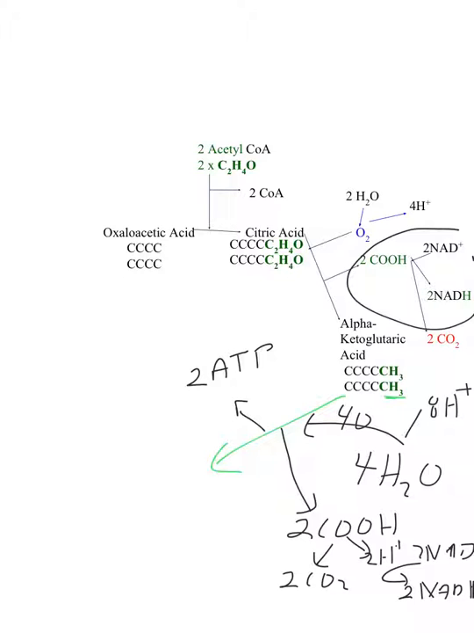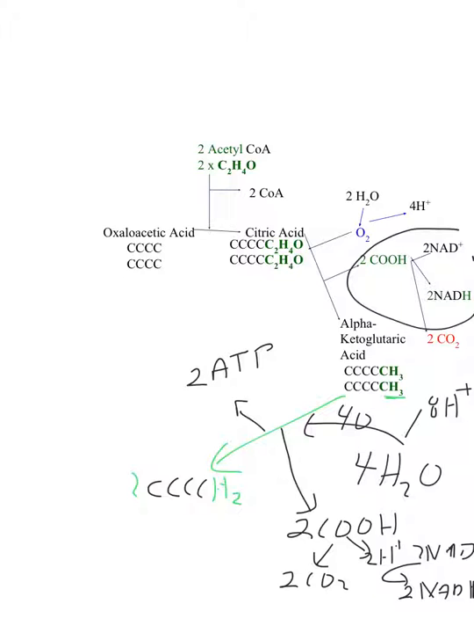Now we have, instead of alpha-ketoglutaric acid, succinic acid. And succinic acid still has everything that we had in our oxaloacetic acid. We still have our same original compound. But we end up with, in essence, 2 hydrogens left over. And of course there's 2 of these. Okay?